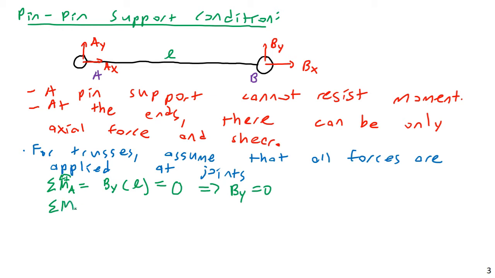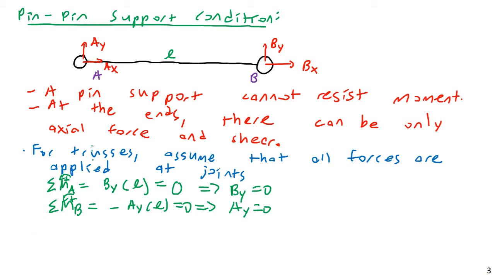I could do the same thing with the sum of moments about B. AX, BX, and BY all have lines of action that pass through point B. Therefore, they'll generate no moment. Therefore, I can say negative AY times L is equal to 0, and that leads us inexorably to AY being equal to 0. So both of our vertical forces here at the ends are equal to 0. Questions on that? Again, this is just basic statics.